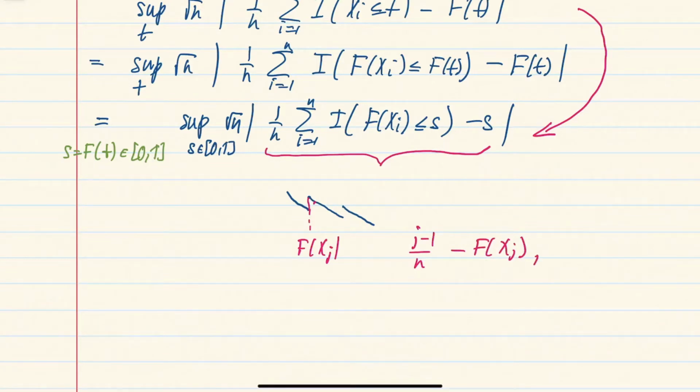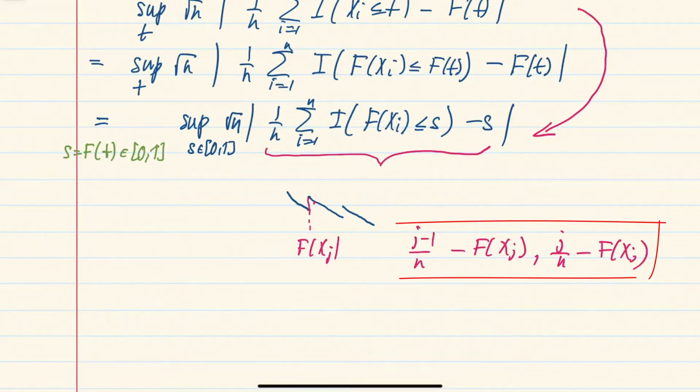And as soon as you jump, the first term becomes j over n, while the second term is still f of xj by continuity. So as a result, this last supremum will be just a maximum of absolute values among all these values before the jump and after the jump. So you just have to look at finitely many possibilities.